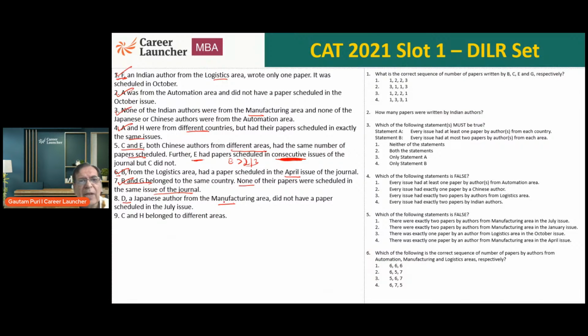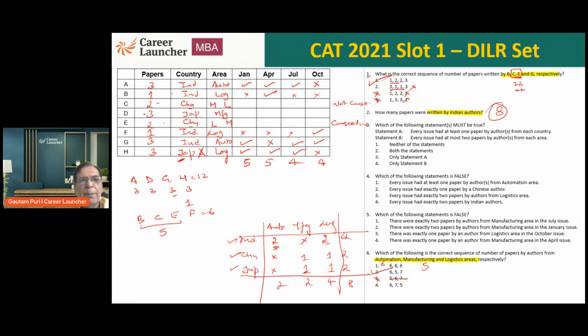D, a Japanese author from manufacturing, did not have a paper scheduled in July. D did not have a paper in the July issue. Nothing in July, but D has 3 papers, so it obviously has to be in the other 3 issues.